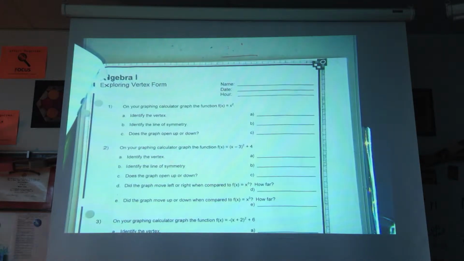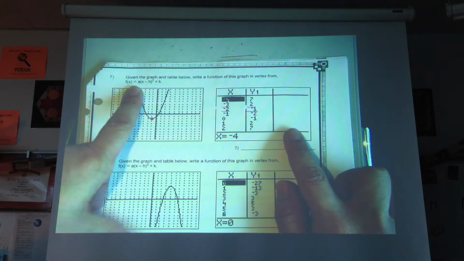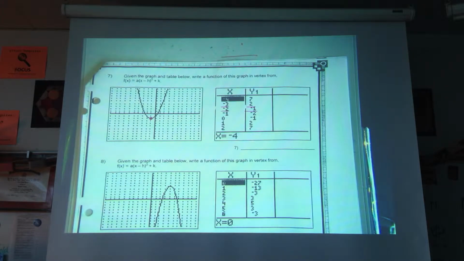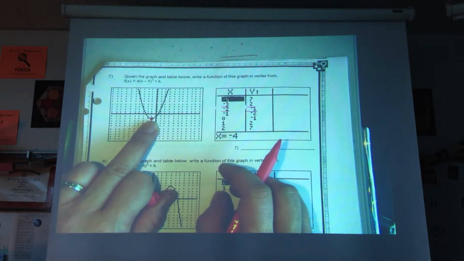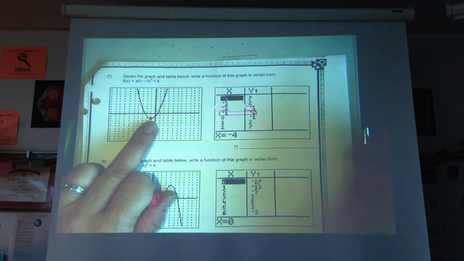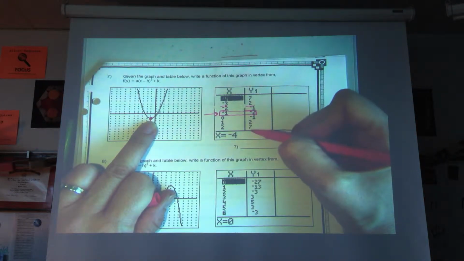Exploring vertex form. How do we write the equations from a table or a graph in f of x or y equals a times x minus h squared plus k? First thing we do is identify the vertex. It looks like it's at negative 1, 2. When I go over into my table, sure enough, that's where I see that symmetry in the table. That's the point where the y values are going up and they come down the same.